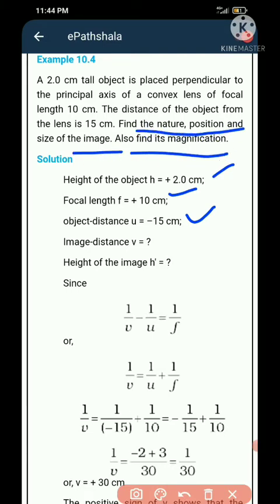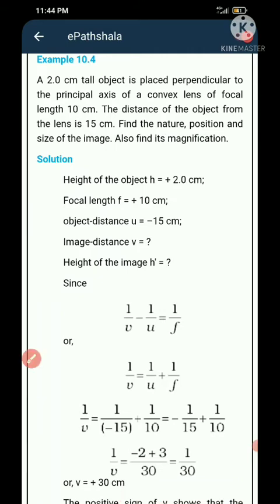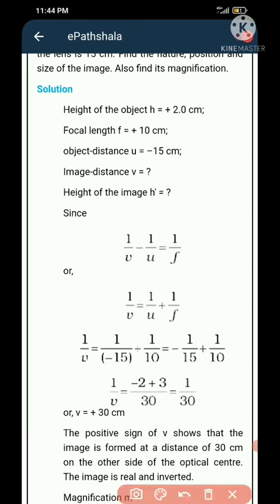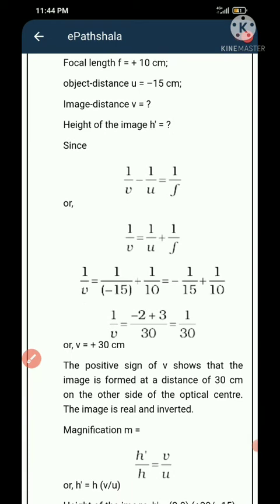Also find its magnification. So simply, for the position of the image, we need to find v. We put the lens formula 1/v minus 1/u is equal to 1/f. When we find 1/v, sending 1/u to the other side, minus becomes positive here. So simply put all the values here and calculate it. What comes? 1/v is equal to 1/30. So v is equal to plus 30 centimeter.